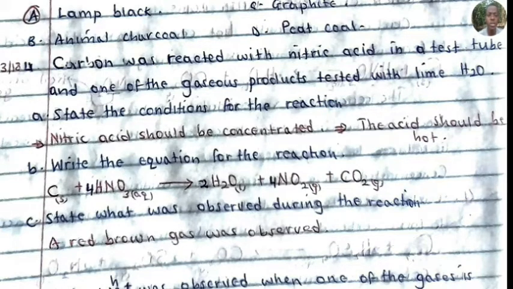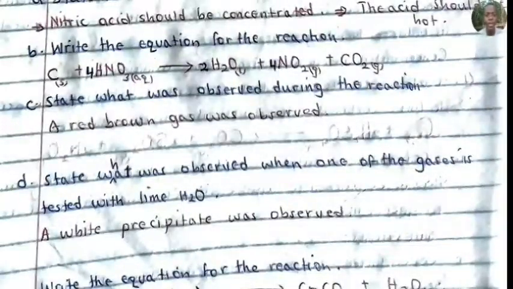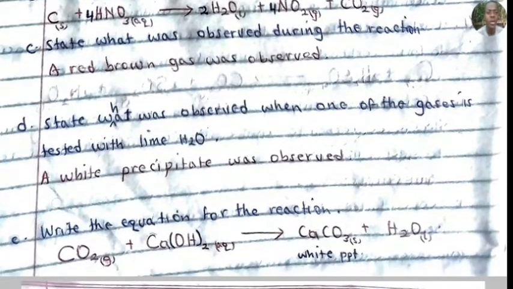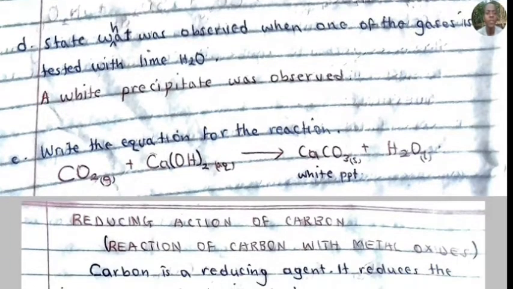Then they ask you to write the equation for the reaction. You have already seen it, and you have to balance the equation. Then you state what is observed during the reaction: a red-brown gas. They also ask what was observed when one of the gases was tested with lime water. We formed two gases, nitrogen dioxide and carbon dioxide. Carbon dioxide gas is the one tested using lime water, and you observe a white precipitate. That is what you observe, and that is the equation.